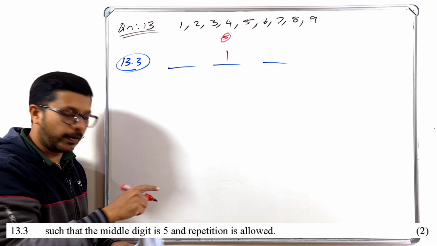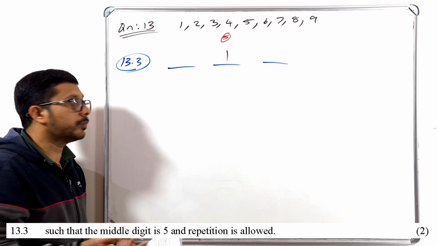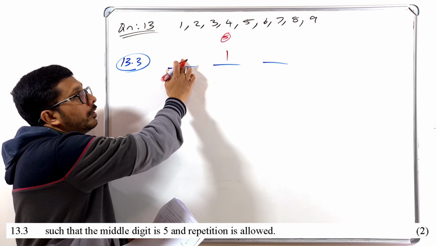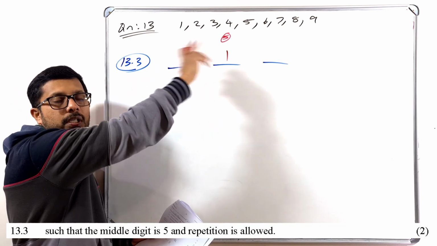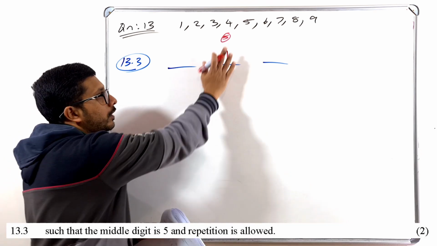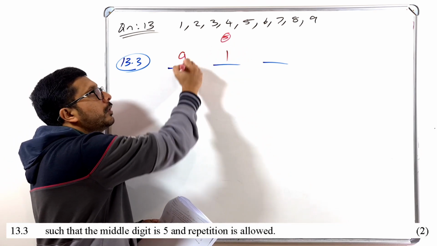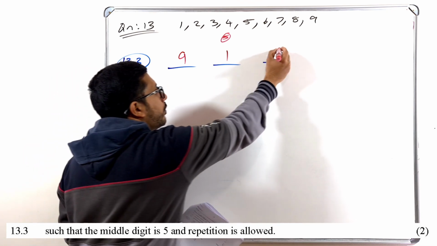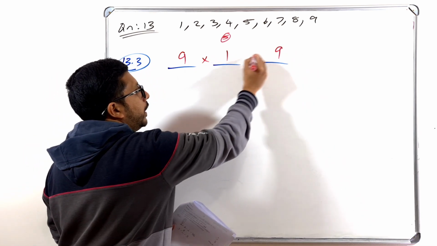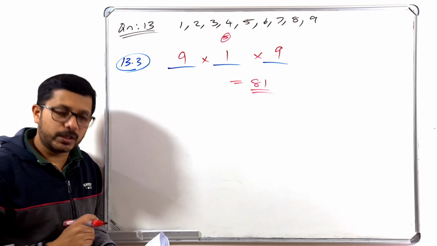You understand? And one more thing, repetition is allowed. So here there is no problem. We can use any one number from those 9 numbers. Doesn't matter which one we used here. So here we have 9 options. Repetition is allowed, that means here also we have 9 options. So total how many? 81 different options.